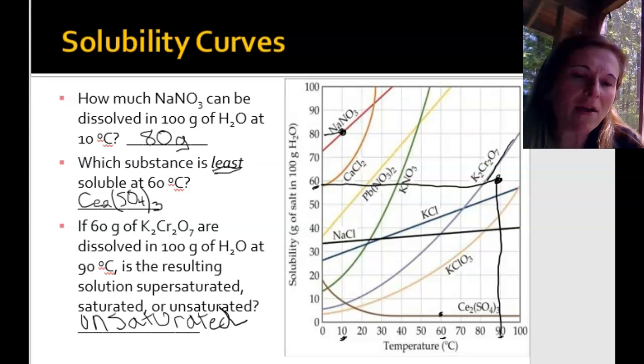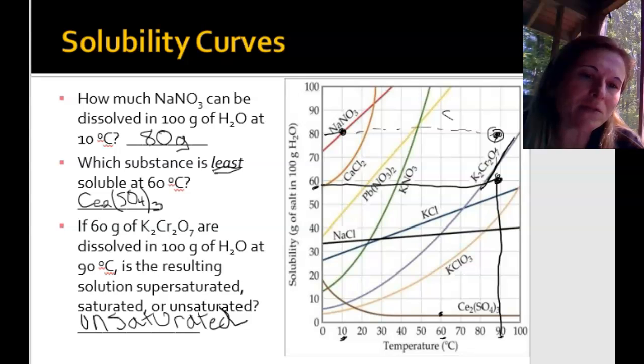Now if we were at the same temperature and we added 20 more grams of potassium chromate, we would be at 80. And when we bring that line across here and down, now we're above the saturation line. So what would this be? This would be supersaturated because it is above the saturation line.